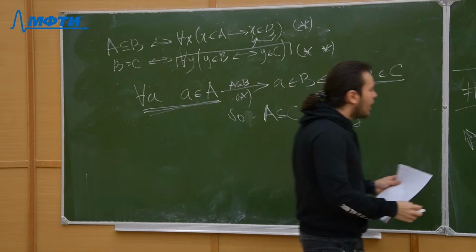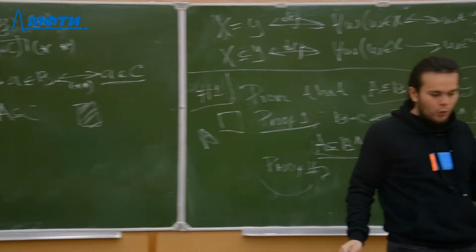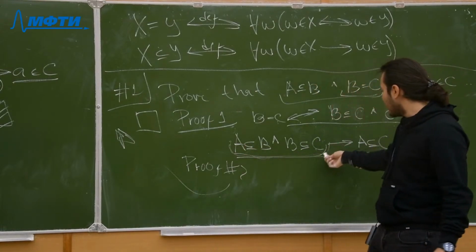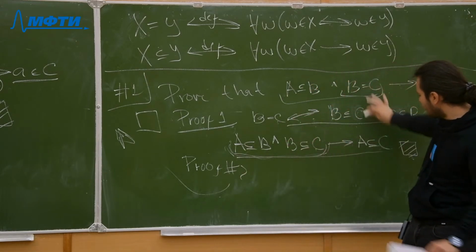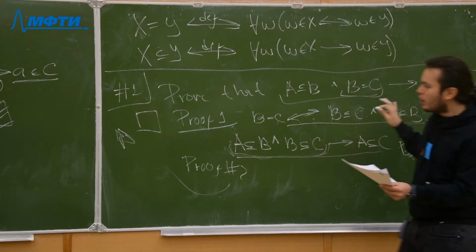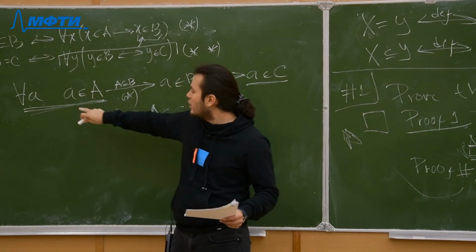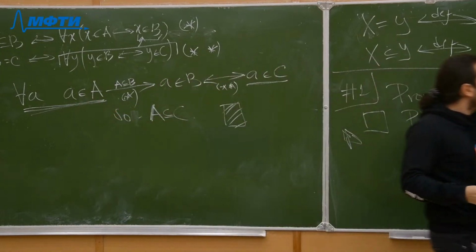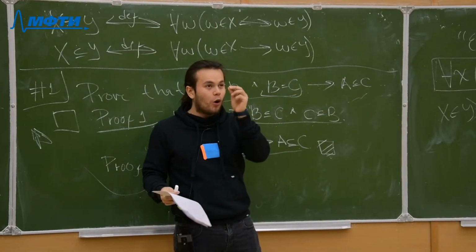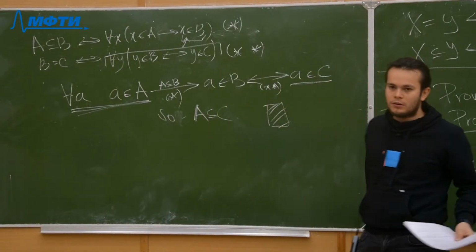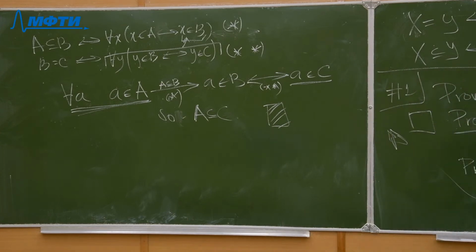So we have two different ways to prove this. We can use just the algebra of sets, or we can work with the elements of the sets. If I want to prove that A is a subset of C, I have to prove that all the elements of A are elements of C, and that's what I did here. That's it. Now number 2.